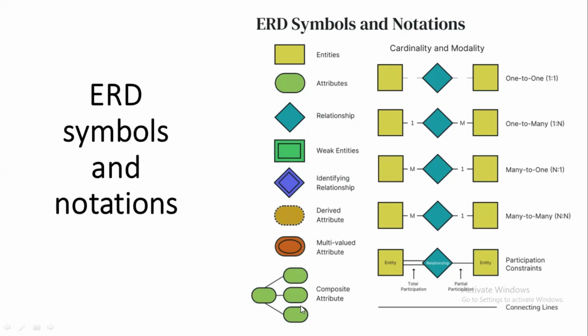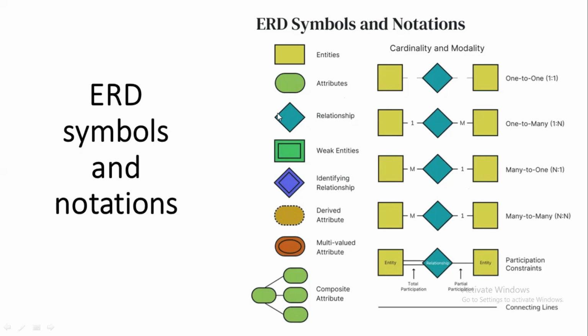Another thing is the connection line. These solid lines are used to connect entities to attributes and entities to relationships, illustrating the linkage between them. And then there are the cardinality and relationship. There are four main relationships: one to one, one to many, many to one, and many to many. I will describe those after this description.